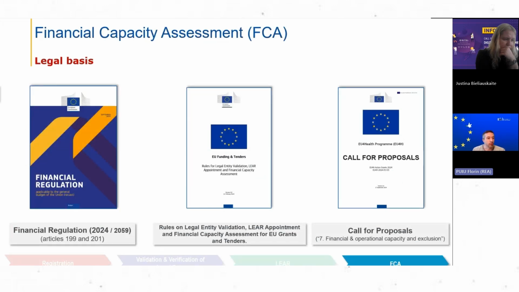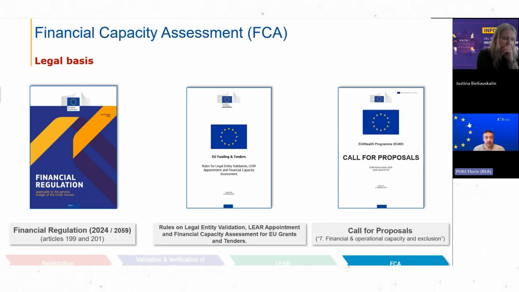We have three main documents. The first one is the financial regulation, in which we can find two very important articles stating that participants must have enough and stable sources of funding throughout the entire life of the projects. The second document is the rules on legal entity validation, legal appointment, and financial capacity assessments. This document provides information on how we implement the financial capacity assessments. Here you will find information about the documents you have to provide us to perform this type of assessment.